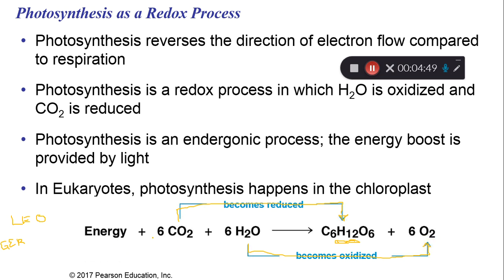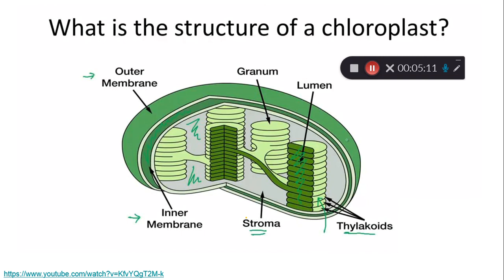If we start with CO2 and we end with C6H12O6, we've reduced. We start with H2O and we end with just O2, then we become oxidized in that process. And like we mentioned in the previous slide, this is an endergonic process that requires energy in the form of sunlight. In eukaryotes, it's going to happen in an organelle called the chloroplast. So what does a chloroplast look like? The chloroplast is similar to the mitochondria in that it has a double membrane. So we've got a phospholipid bilayer out here and a phospholipid bilayer in here. Then inside the chloroplast itself, we have this fluid-filled space that we call the stroma.